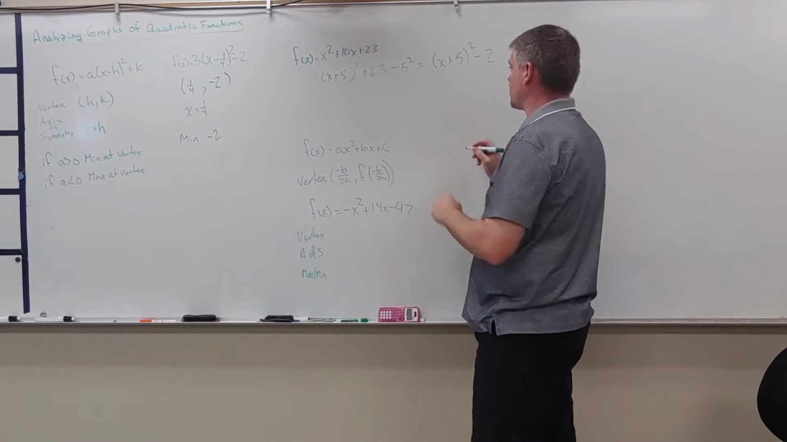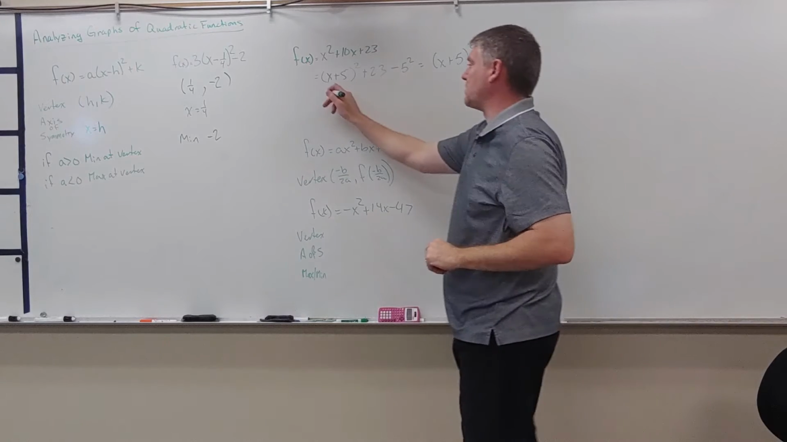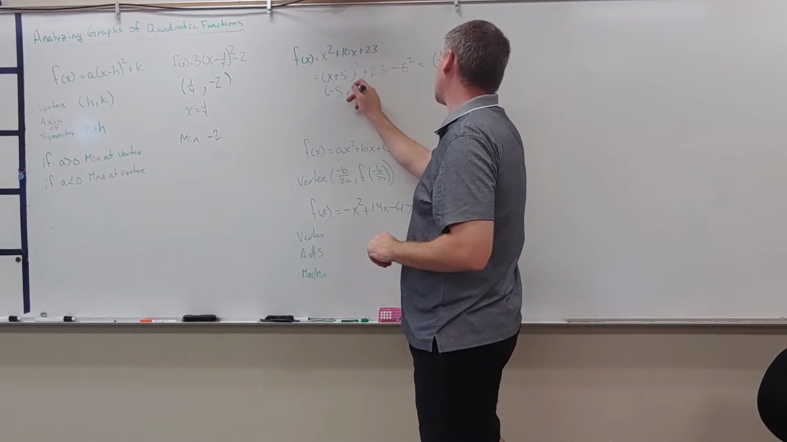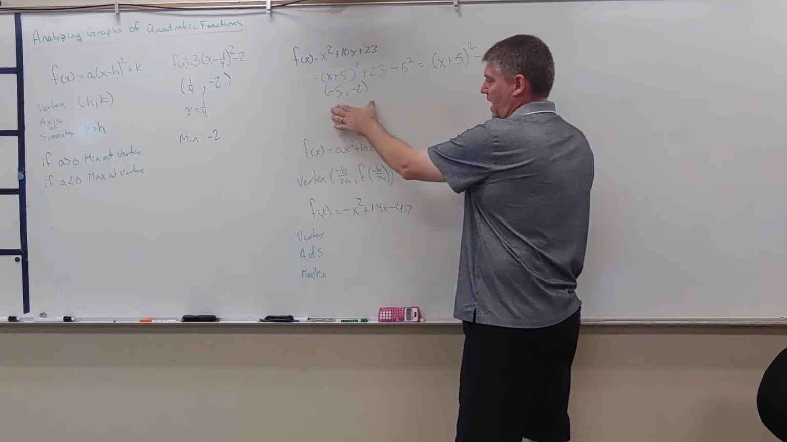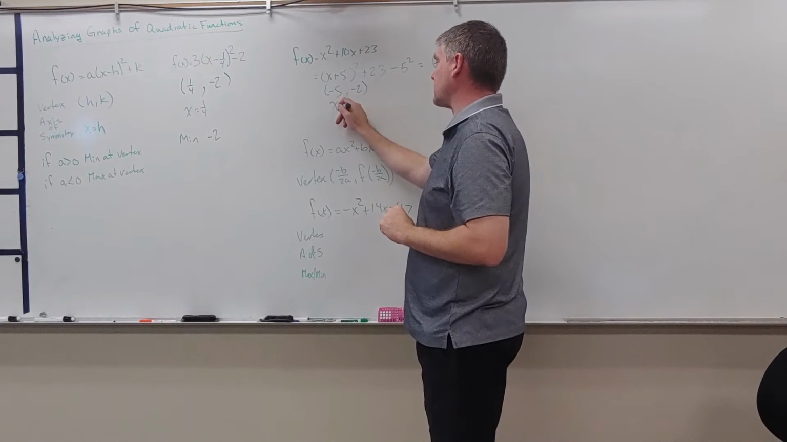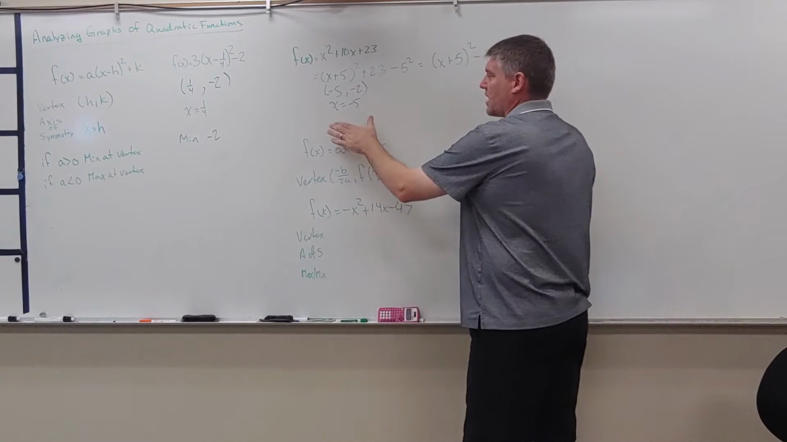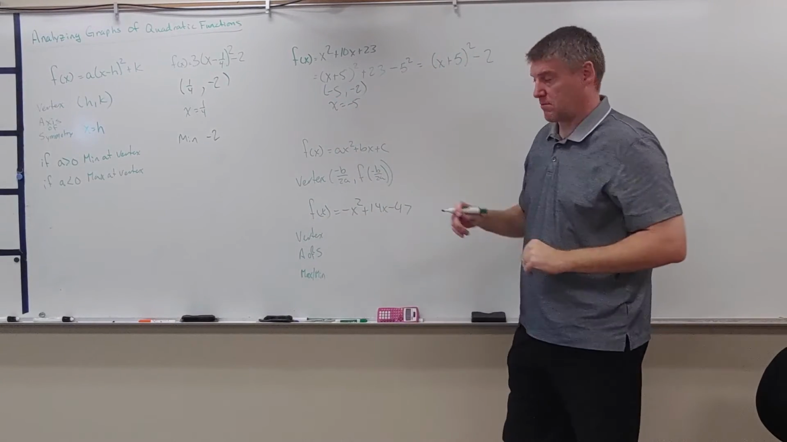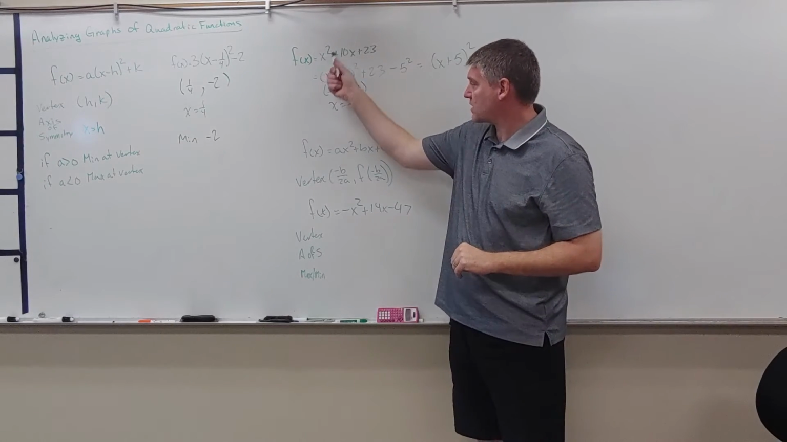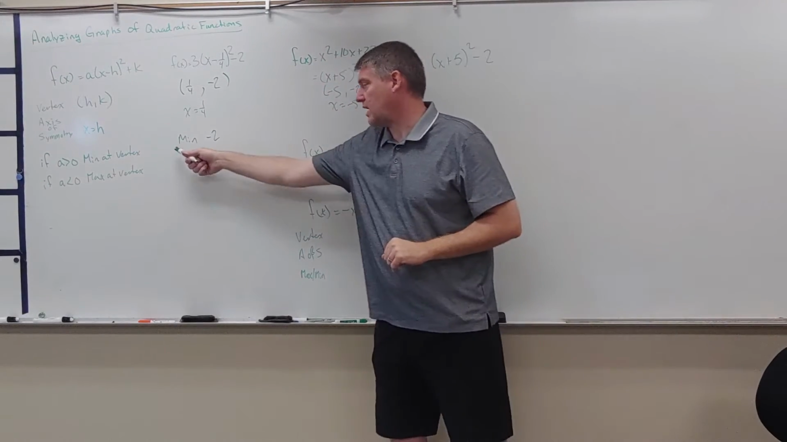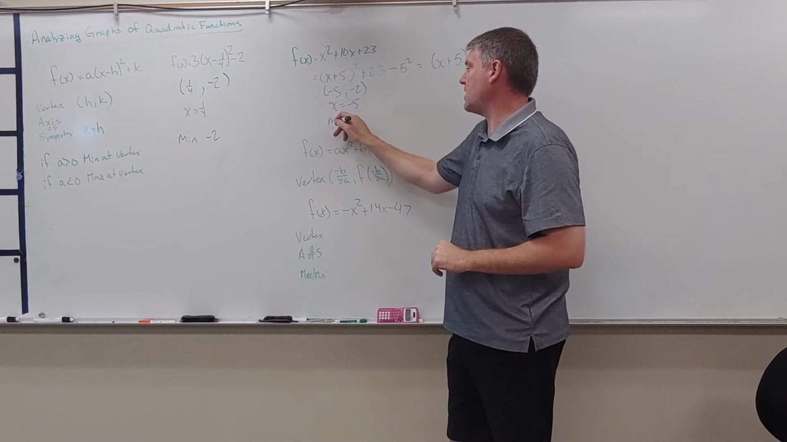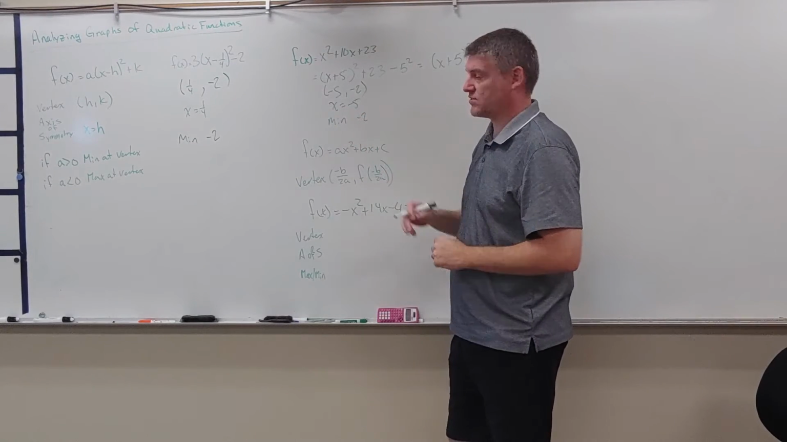Now I can find my vertex. Well, my vertex is going to be (-5, -2). My axis of symmetry is going to be x equals -5. And I'm going to look to see if this is a min or max. Well, I look here, x squared is positive, so a is positive. So I have a min value of -2.